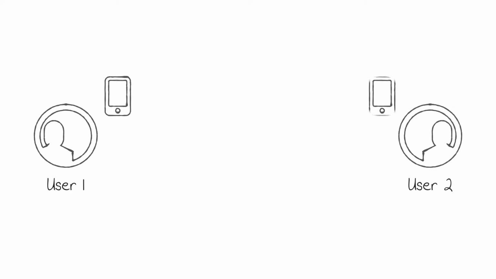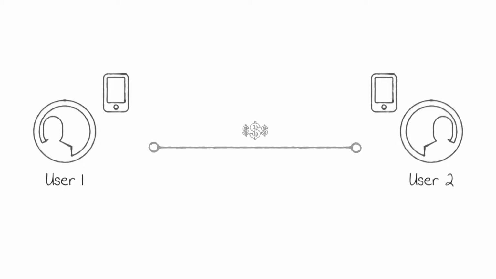In this example, we have user 1 and user 2 who have VoLTE-enabled telephones. They're going to turn on their phones, and user 1 is going to call user 2, and then we're going to bill them for their call.